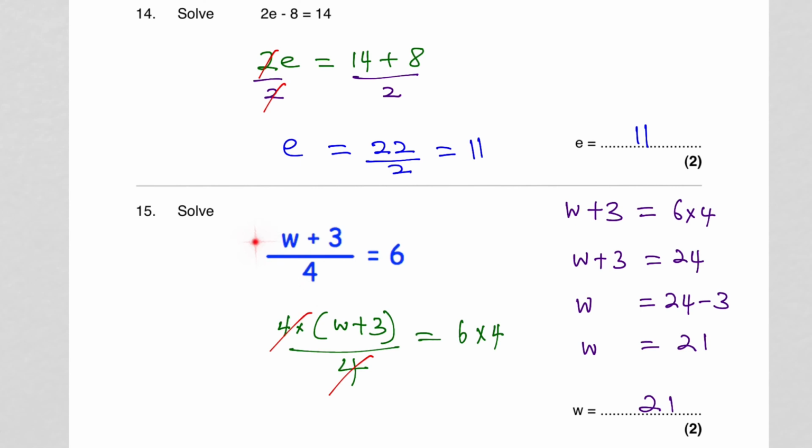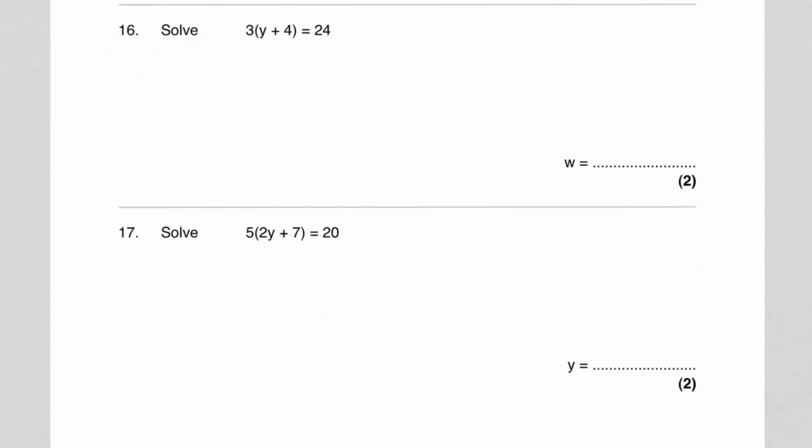As you can see, I need to get rid of the 4. So I'll times it by 4 here, and I need to times that 6 by 4. 4 cancels 4. I'm left with w plus 3 equals 24. I need to move that 3 from the left to the right. That would change the sign of 3 to minus 3. And that's 24 minus 3. W becomes 21.